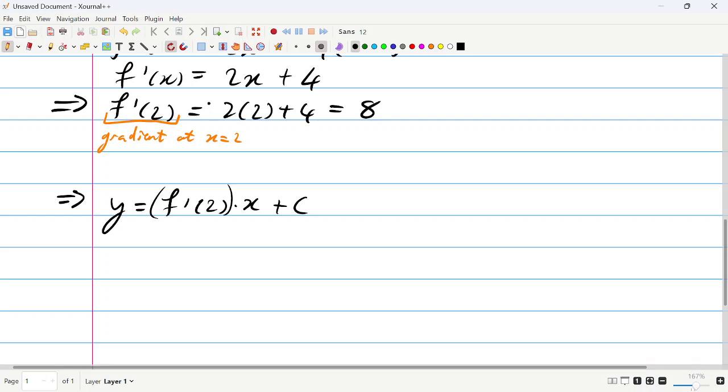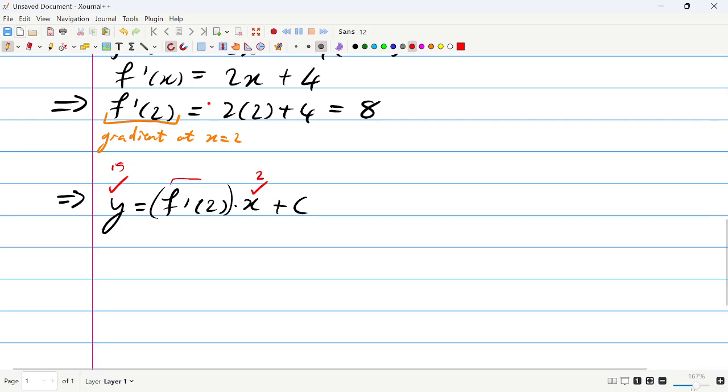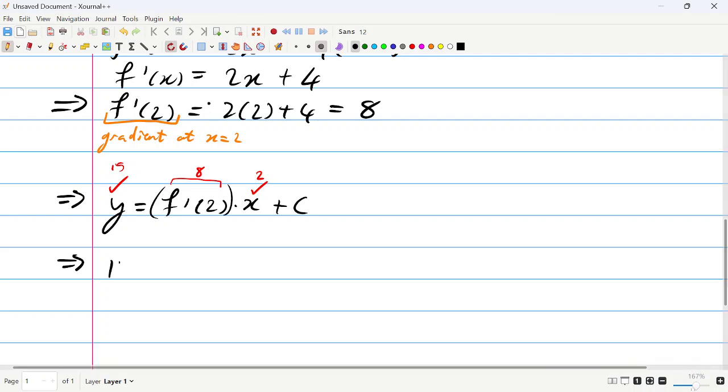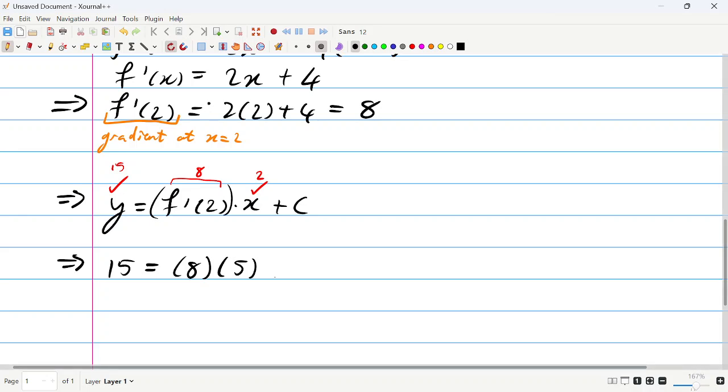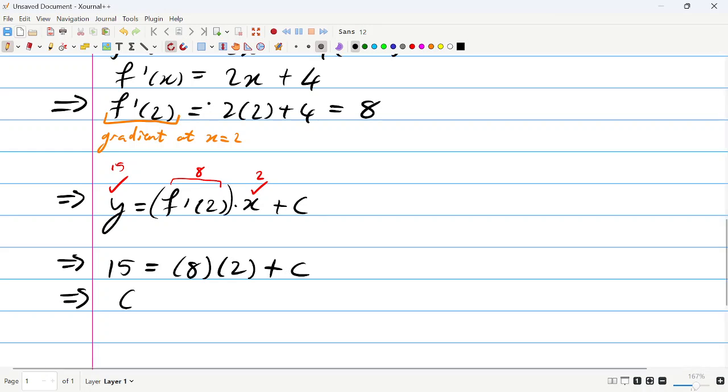And what do we know? We know what y is equal to. We know it's 15. We know x is equal to 2. And we know that the gradient is 8. So all we need to do is find the constant. That implies that we have 15 equals 8 multiplied by, not 5, 2 plus c. Then if we take everything over, we get c is equal to, what is 8 times 2? 8 times 2 is 16, so we have negative 1.